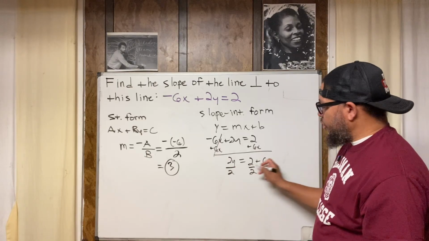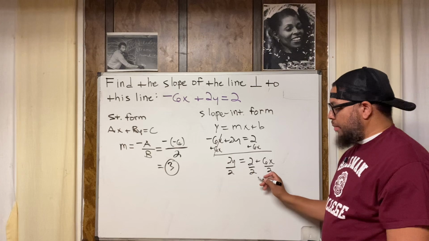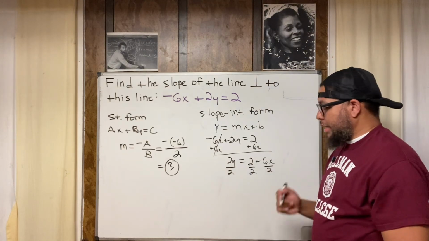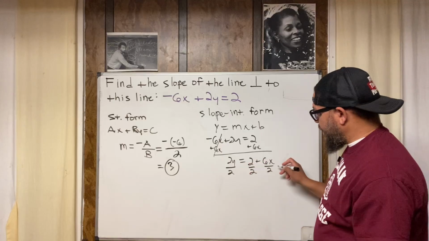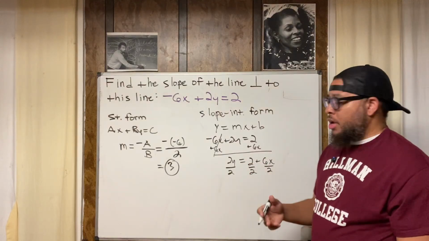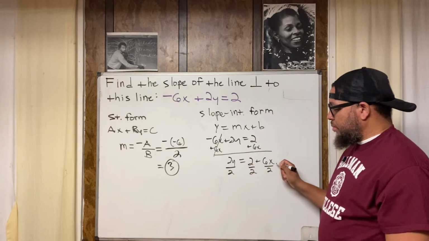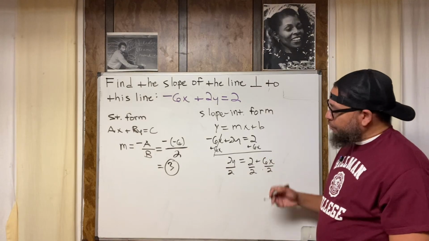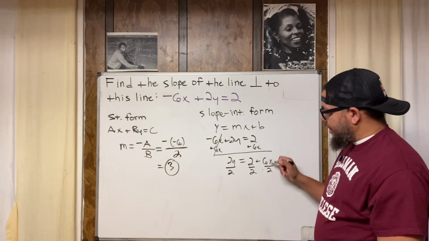Some people like to write one fraction bar and just write the 2 one time. You could do that too. It's going to give you the same result. Like I said, some people like to write one fraction bar. Matter of fact, I recorded another video where I did it that way. I wrote one fraction bar and I wrote the 2 one time, but it's going to give you the same result, because either way, you still got to divide 2 by 2 and 6x by 2.